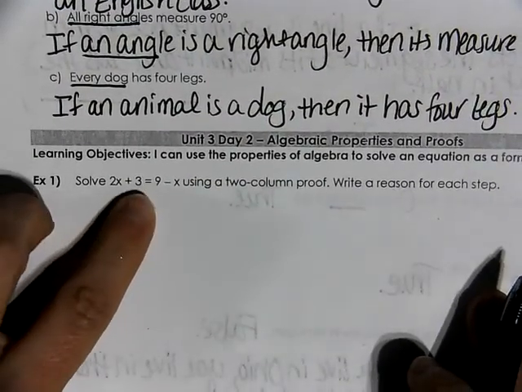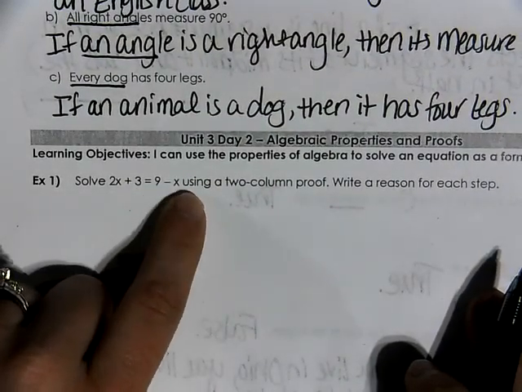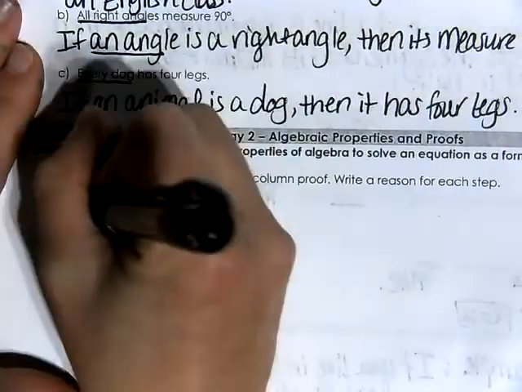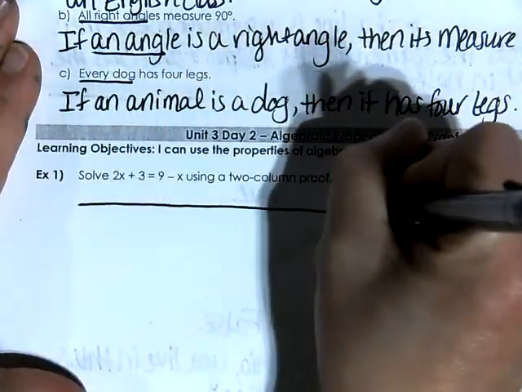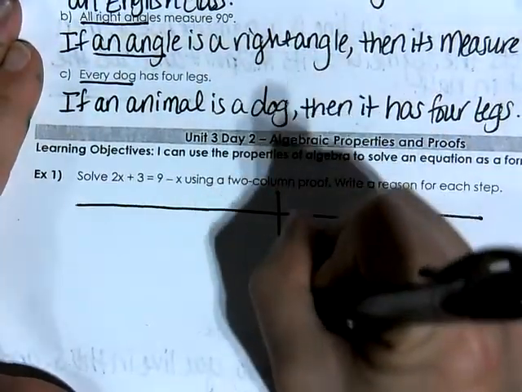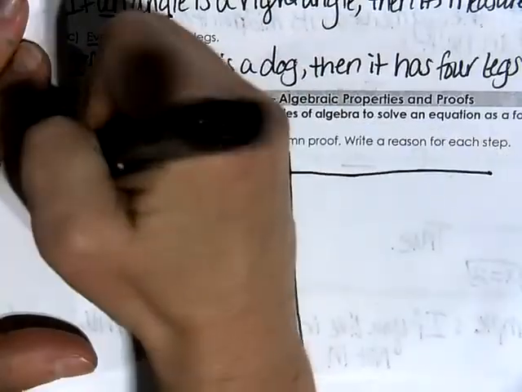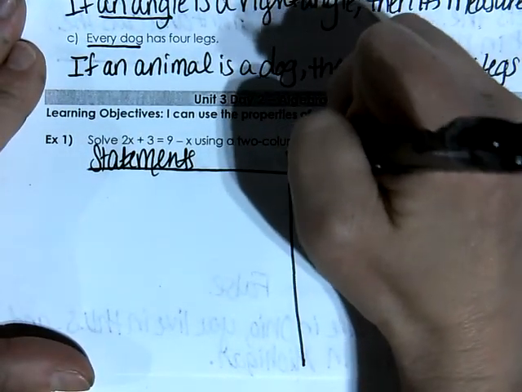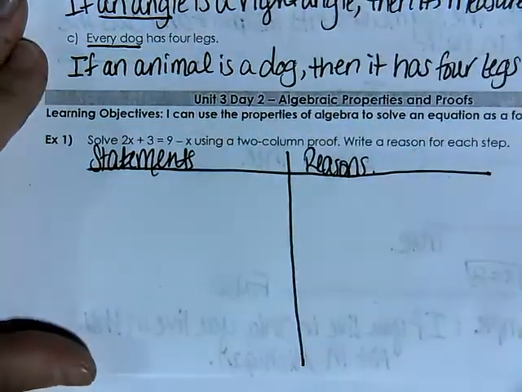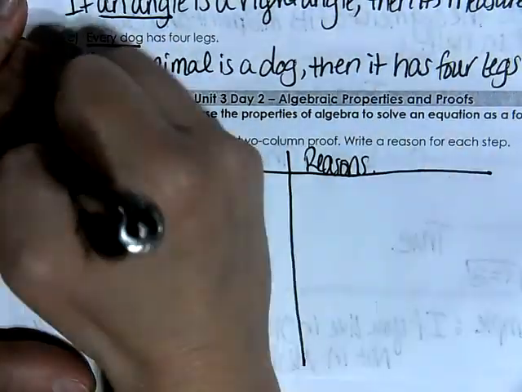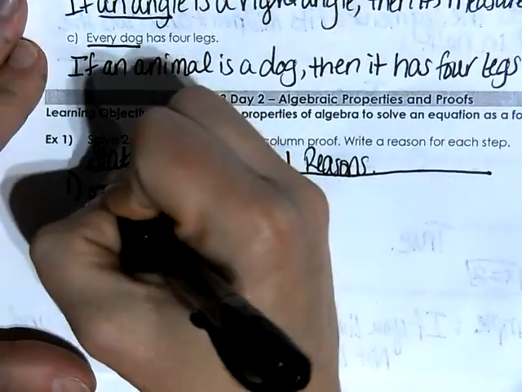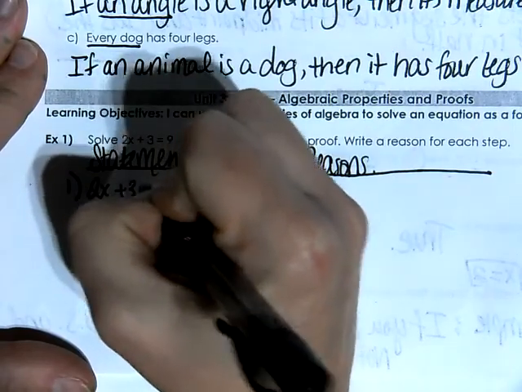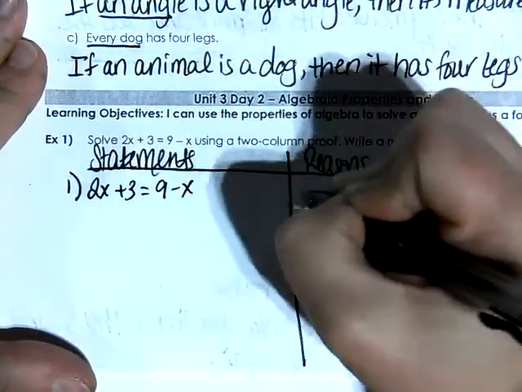We want to solve 2x plus 3 equals 9 minus x using a two-column proof. So we're going to draw out that two-column proof where you have one side that's dedicated to statements, and the other side is dedicated to reasons. Statement number 1 is always what's given to you. We have 2x plus 3 equals 9 minus x.